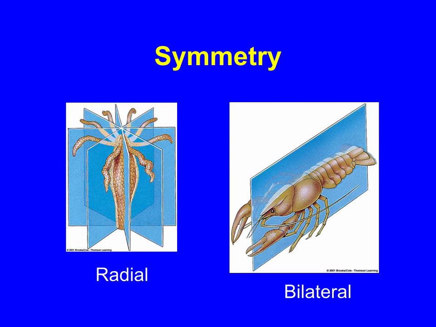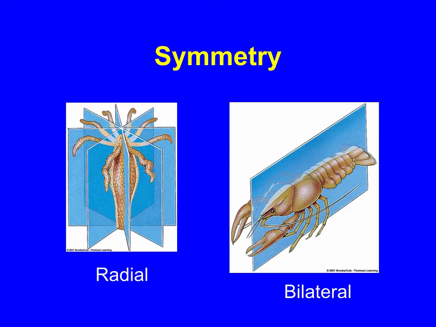So the first thing we're going to talk about is symmetry. There are two types of body symmetry. We have radial symmetry, which is divided equally along a longitudinal plane. Usually they are sessile, free-floating, and are weak swimmers. They have no defined ends.